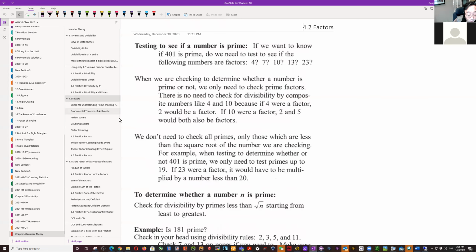And then what we are doing is the factors.